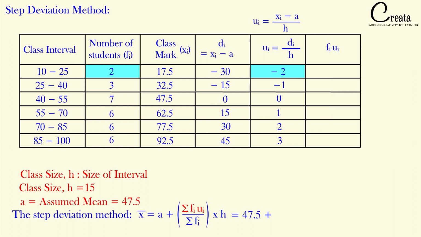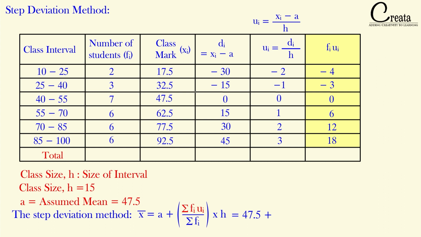For the first row, it will be 2 into minus 2, that is minus 4. For the second row, 3 into minus 1, it is minus 3. Similarly, we will calculate fi into ui for all the rows. So let's find the total, that is sum of fi into ui, which is 29. And we know sum of fi as 30. Let's put the value, let's solve it. We got our answer as 62. Got it? That is the same answer we got using the other method. So we can also use the step deviation method to find the mean.